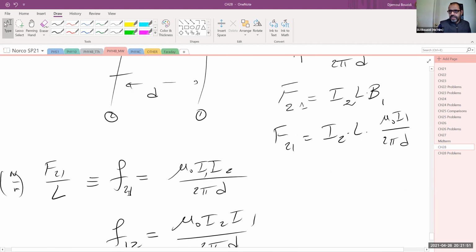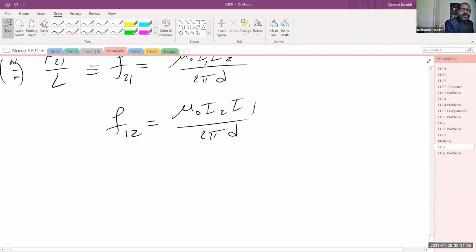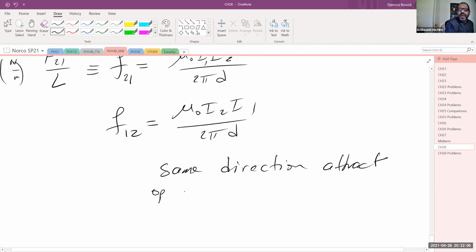So currents in the same direction attract. Opposite directions repel. This is kind of backward from what we have seen in the case of electrostatics.